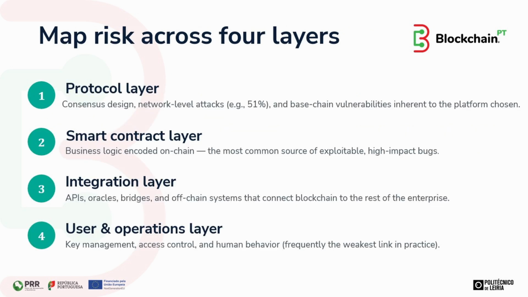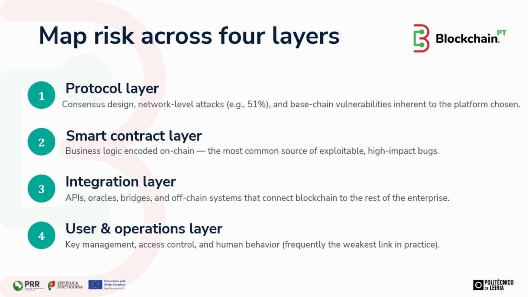At the protocol layer, businesses must evaluate risks inherent to their chosen platform, focusing specifically on consensus design flaws, base chain vulnerabilities, and network-level threats like 51% attacks. Moving to the smart contract layer, organizations must scrutinize the business logic encoded directly on-chain, as this layer represents the most common source of exploitable, high-impact bugs.